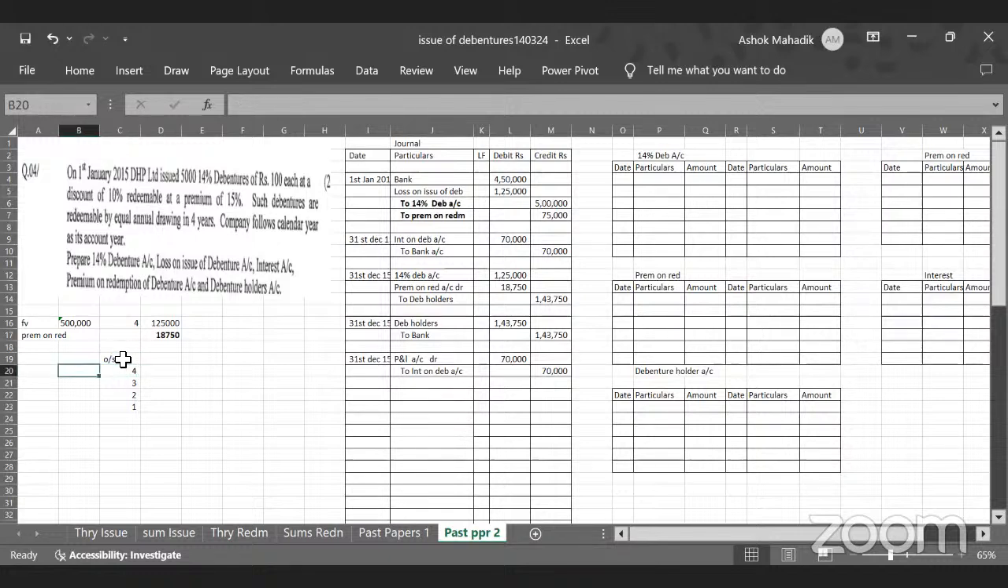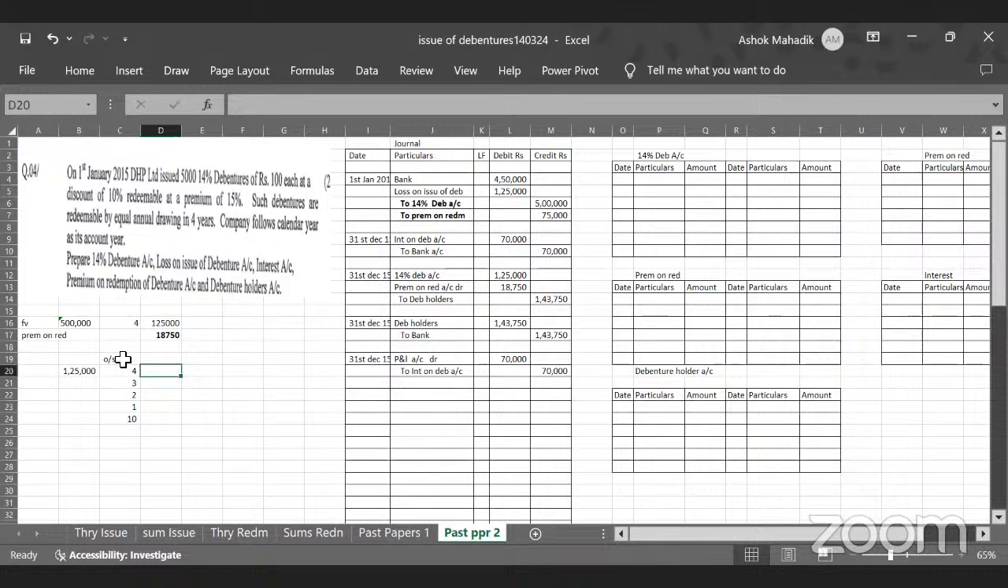And how much was the loss? 1,25,000, right? Had it been redeemed in 5 years, then you would take the proportion 5, 4, 3, 2, 1, likewise. If they give redemption in 3 lots, 3 years, then 3 to 1 will be the proportion. Clear? So what is the total? 4 plus 3, 7, 8, 9, and 10. So the total is 10, right?